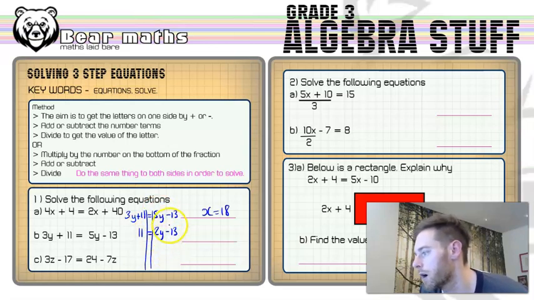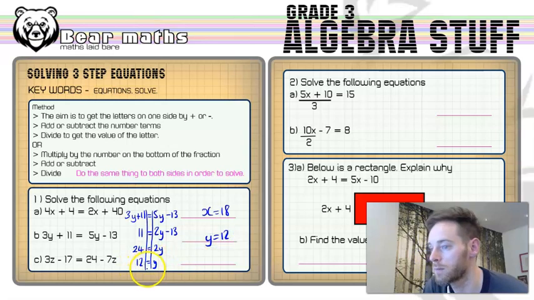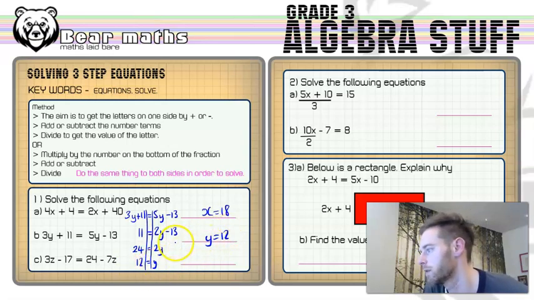Now we're going to get rid of the minus 13 by adding 13 to both sides. That leaves us with 24, and that leaves us with the 2y on its own there, and then we're going to divide by the number in front of the letter. So that's going to give us 12 equals 1y. Now we could write that as y equals 12. It doesn't matter what side this is on and this is on, as long as you've got the right numbers. It doesn't matter at all. Then we can write it this way around, the standard way.